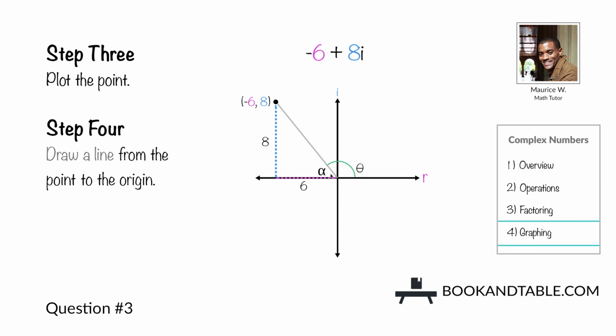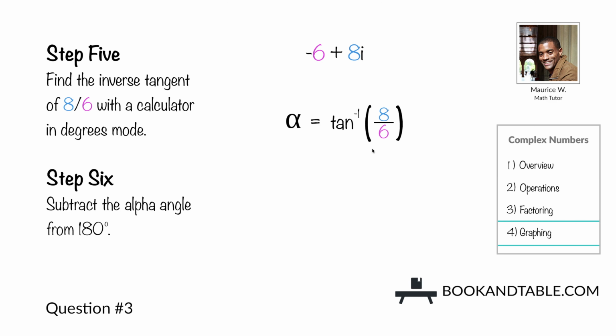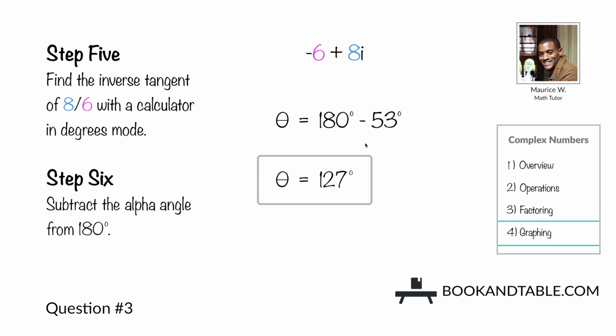So if this is our alpha angle, we'll calculate that using these sides. And then we'll subtract our alpha angle from 180 degrees to get the theta angle, our argument. So to find the inverse tangent of the opposite side over the adjacent, you do inverse tangent of 8 over 6. So the alpha angle is equal to 53 degrees. And now subtract that from 180 degrees. 180 degrees minus 53 degrees gives us a theta, or argument, of 127 degrees.